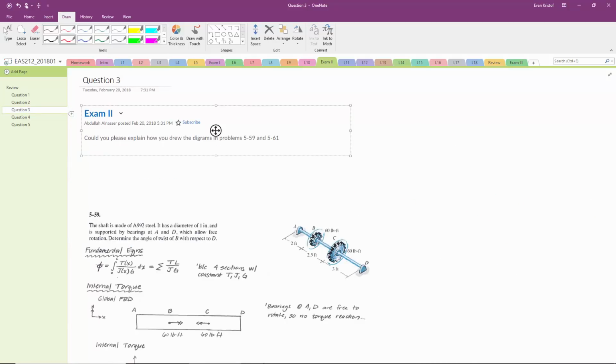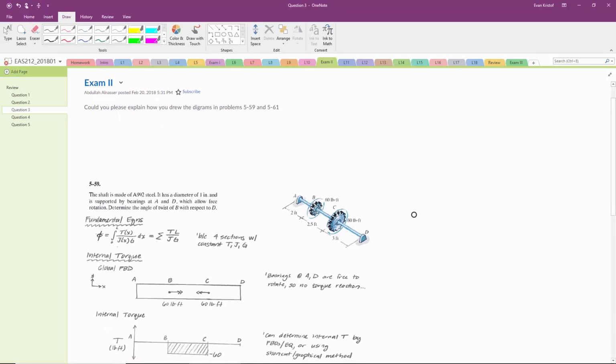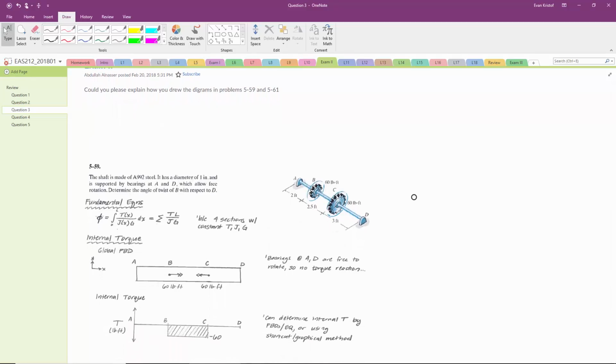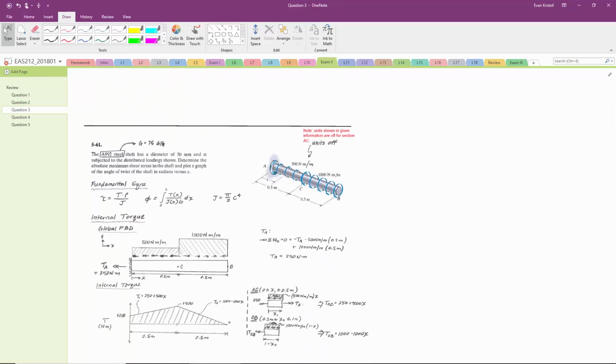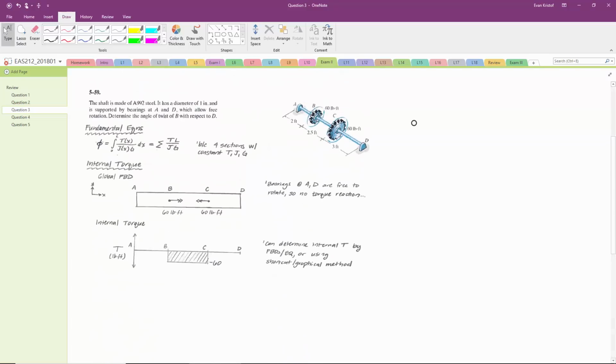Alright, question 3. Abdullah is asking, can you please explain how you drew the diagrams in problems 559 and 561? Okay, so that is this problem here, and I've also printed out the recommended problem solution for 561 as well. So let's talk about that.